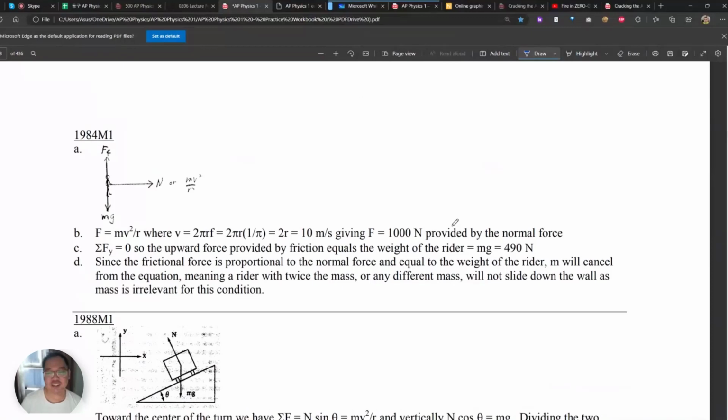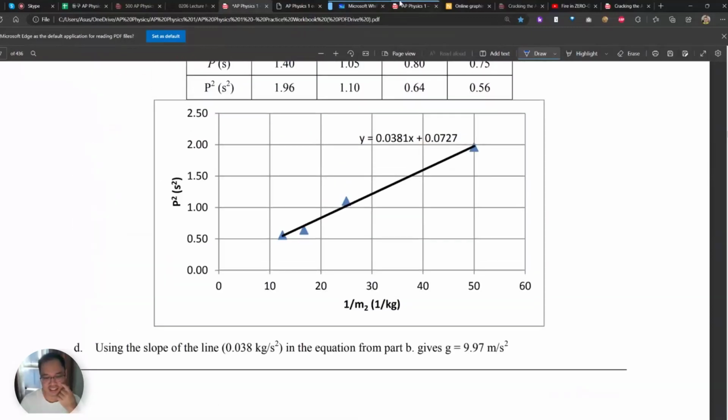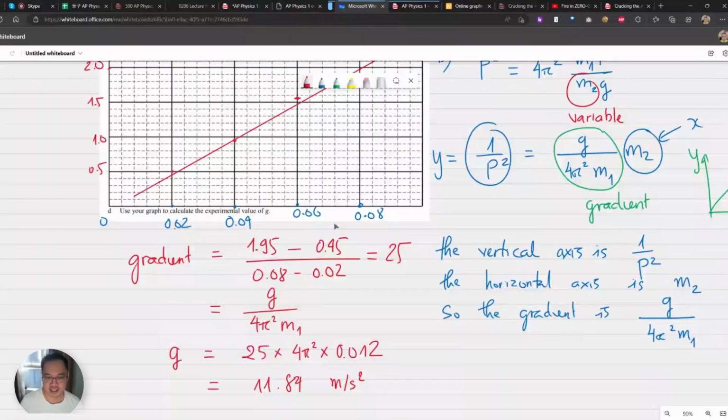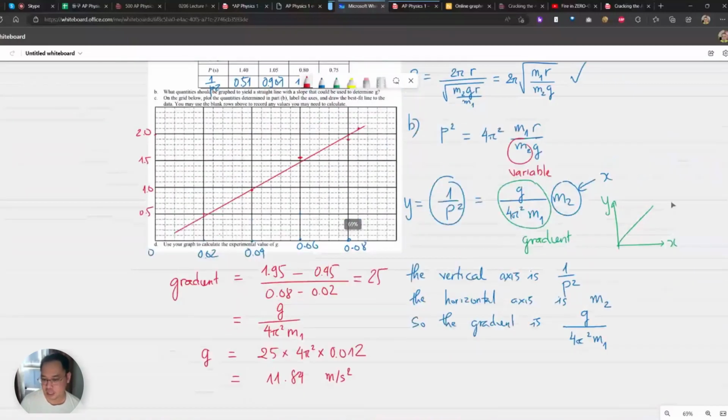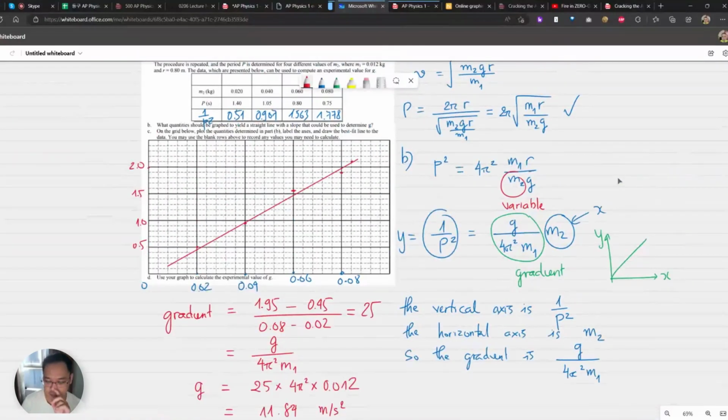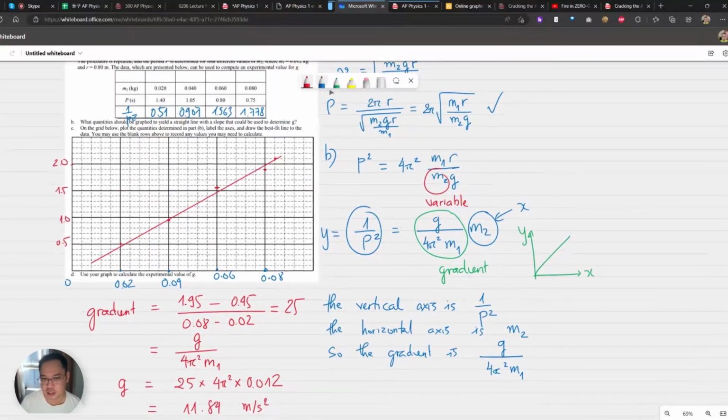Okay, do it yourself later. So this is not a good best fit line. We need to do it again. This method, my method, or the method in the mark scheme, you understand that method, right? Instead of the vertical axis being the inverse of p square, we can take the vertical axis as p square and the horizontal axis as 1 over m square. So that the gradient is 4 pi square m1.